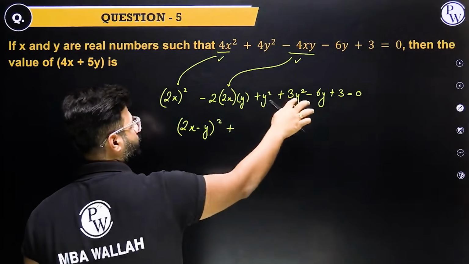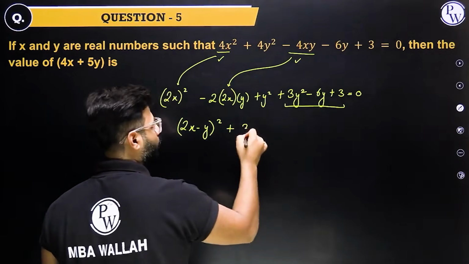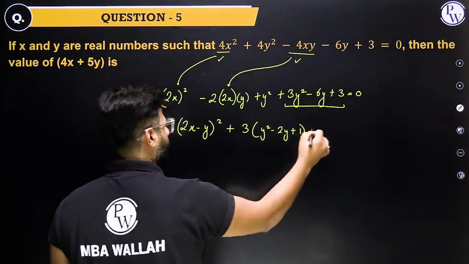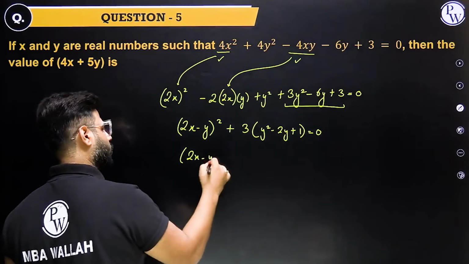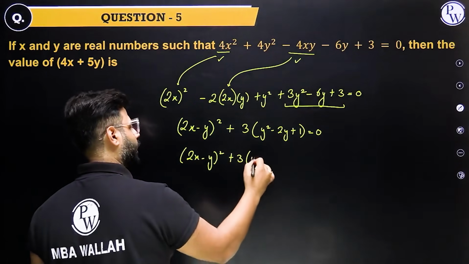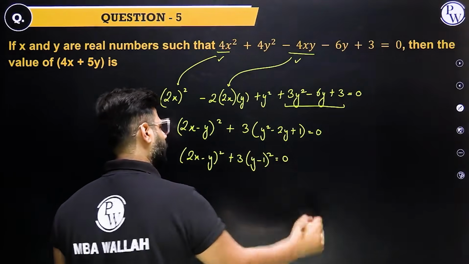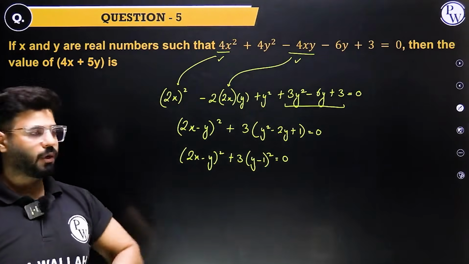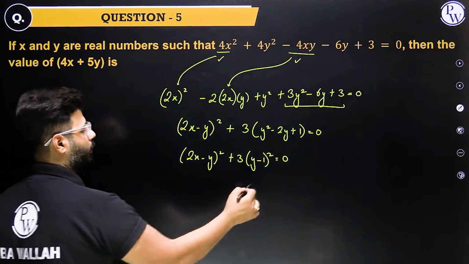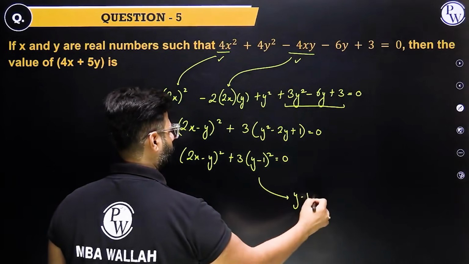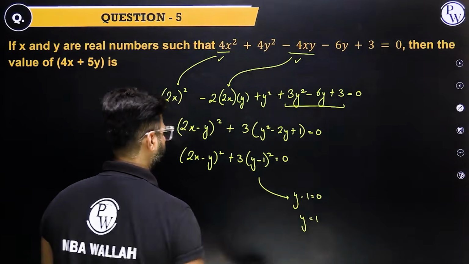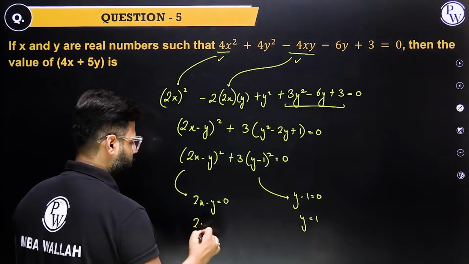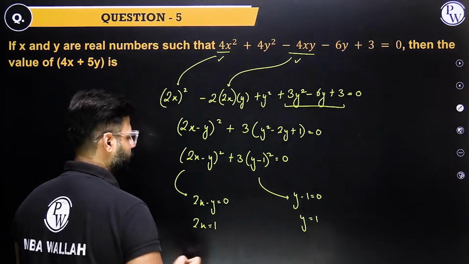And here, see what happens? If you take 3 common, this is y square minus 2y plus 1. That means 2x minus y whole square plus 3 times y minus 1 square equals 0. Sum of even powers is 0, that means each term has to be 0. So that means y minus 1 is 0, that means y is 1. 2x minus y is 0, that means 2x equals y, which eventually is 1.